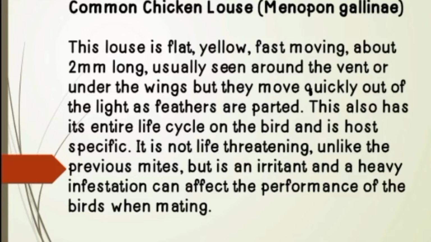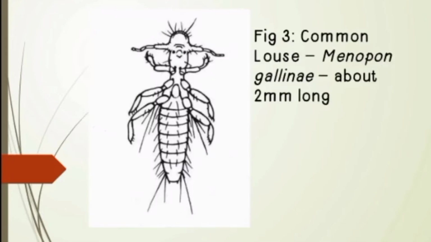Compare po doon sa naunang dalawang mites, ito po ay mas mabilis mawala or maalis at hindi siya ganoon nakakatakot or nakakamatay, unlike doon sa dalawang naunang mites. At ito po yung itsura ng Menopon gallinae or yung common louse na makikita din po natin sa mga manok.